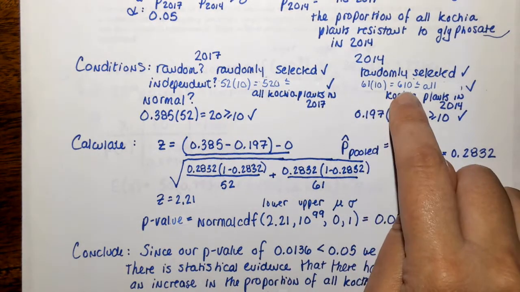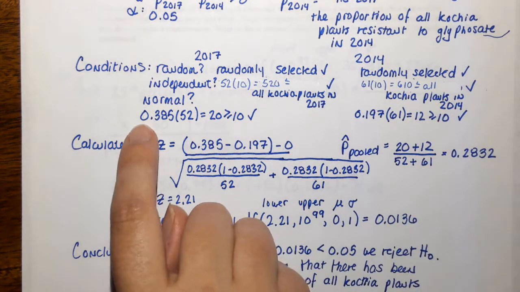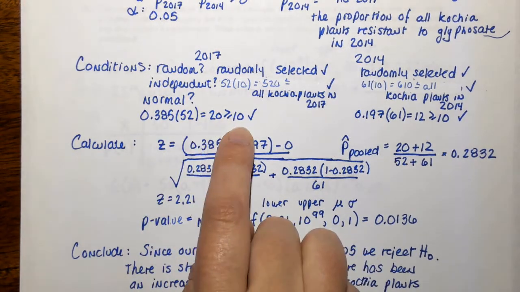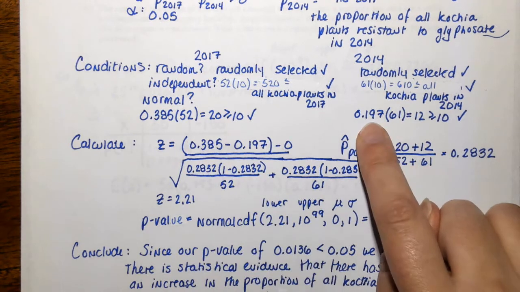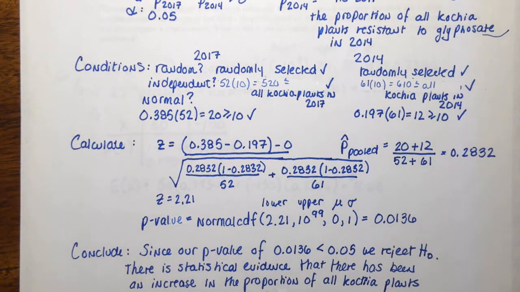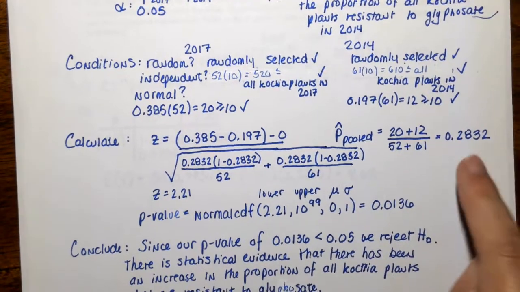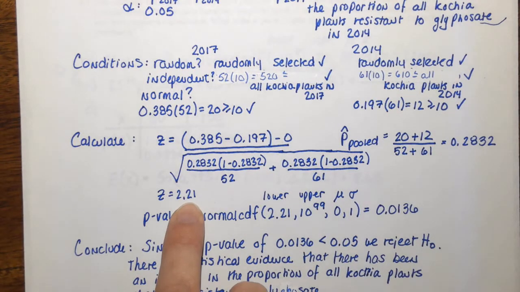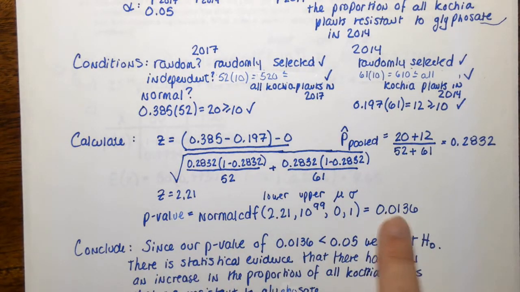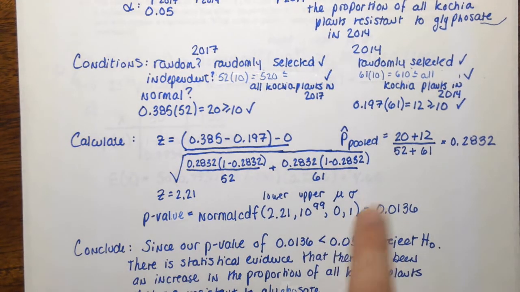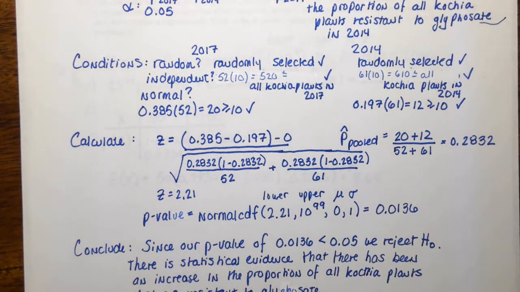And then I have 61 times 10 equals 610. Okay, and then for the normal condition, I have n times p equals 20, greater than or equal to 10. N times p equals 12, greater than or equal to 10. Okay, so that was the first 3, and then the z-score being here, and the p-value being here. Notice I've got all my stuff labeled because I've learned my lesson, and I've got my pooled over there.